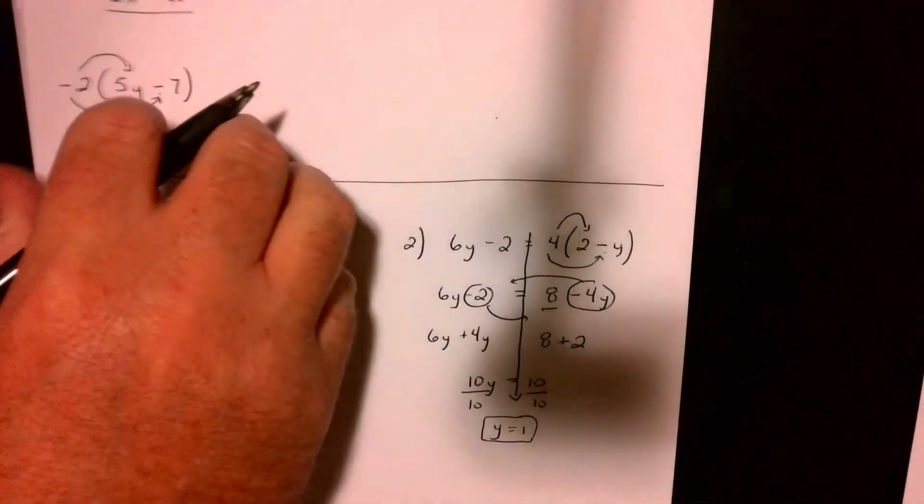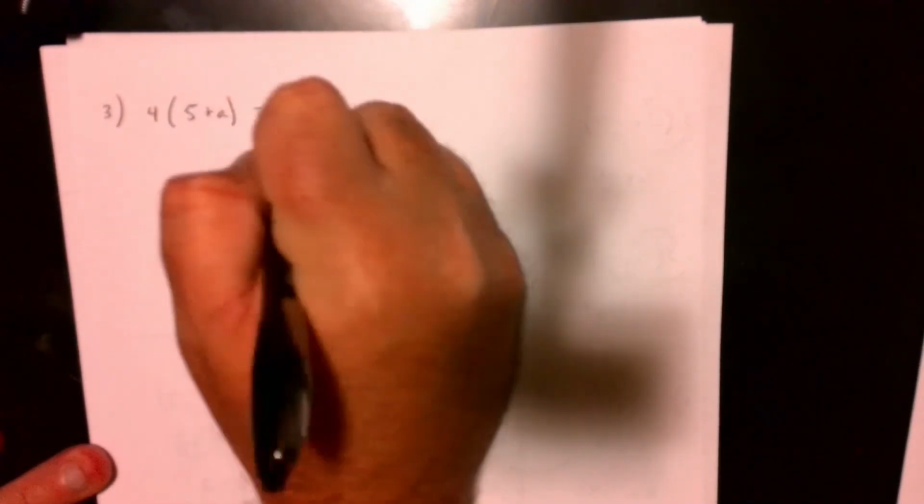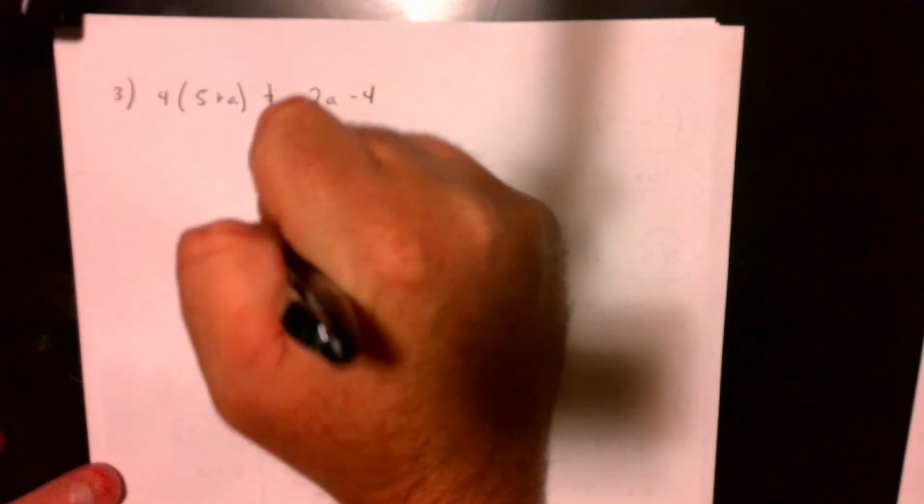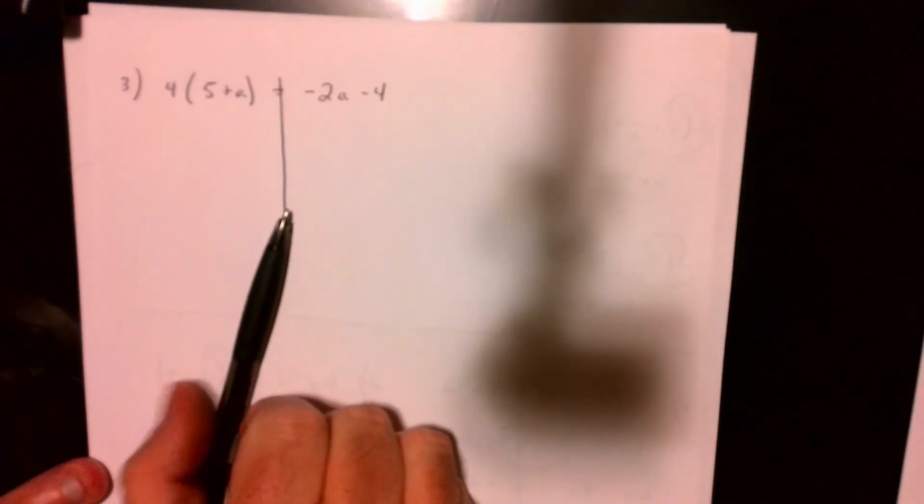Okay. We want you guys to try one real quick. So let's say you have 4 parenthesis 5 plus a close parenthesis equals negative 2a minus 4. Okay, I'll get you started breaking it in half. You guys go ahead and try to solve that real quick.